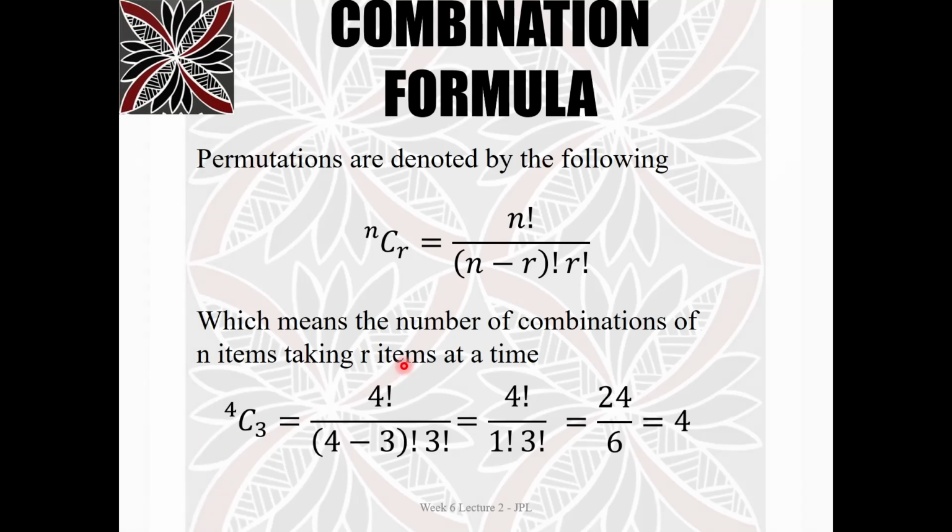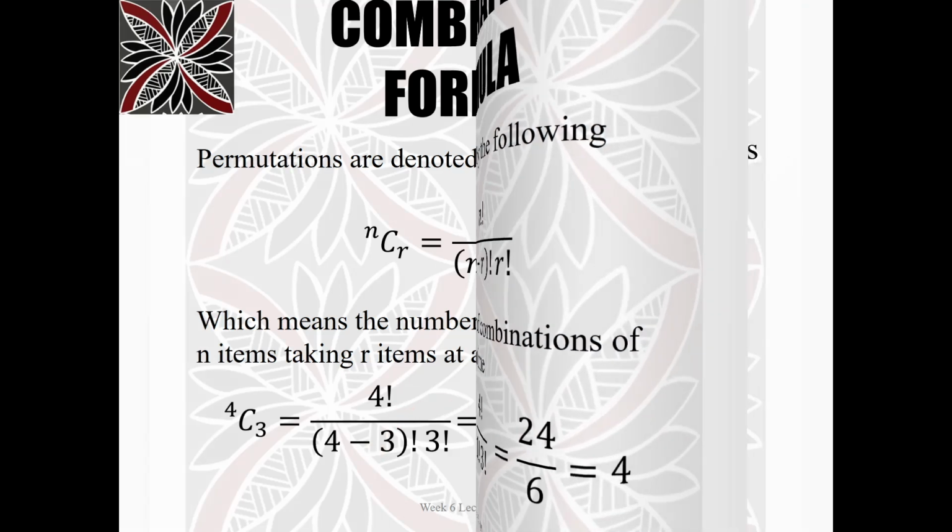The combination formula is almost the same, but we add an extra r factorial here. So this is nCr, or n choose r. In the same case, if you have 4 items and you're choosing 3, how many ways? Apply the formula and get the answer of 4.